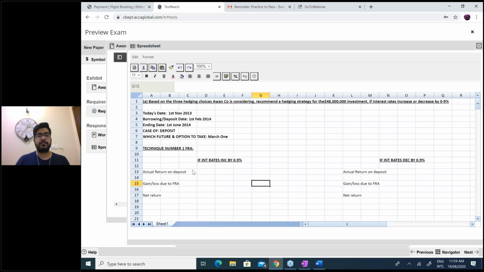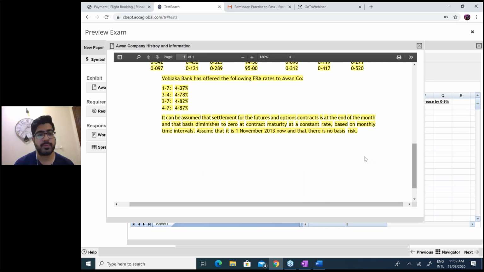For how long? What is the ending date? 1st June. You plan to borrow or deposit on 1st Feb till 1st June. So 1st Feb to 1st March, 1 month. 1st March to 1st April, 2 months. 1st April to 1st May, 3 months. And 1st May to 1st June, 4 months. So you plan to borrow or deposit after 3 months, and till 4 months. So the relevant FRA for you would be 3-7.